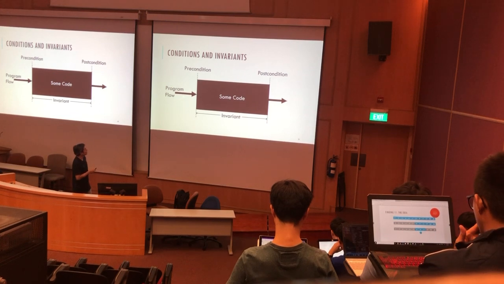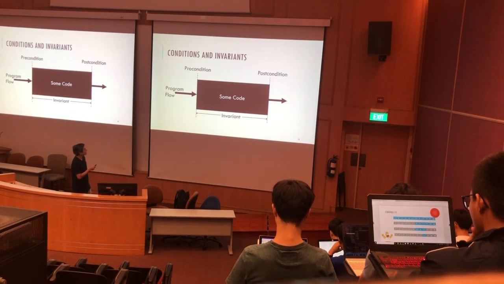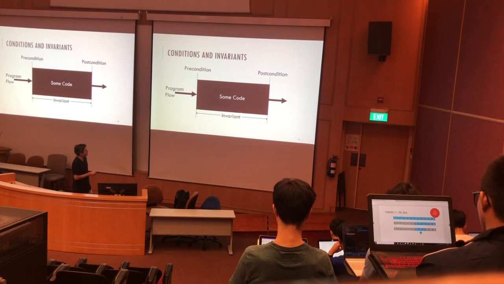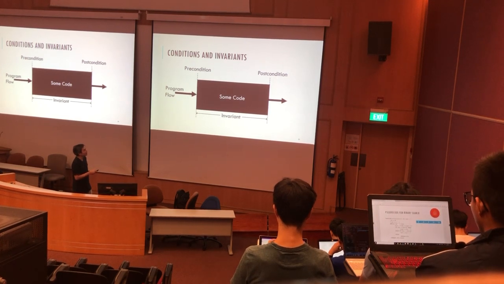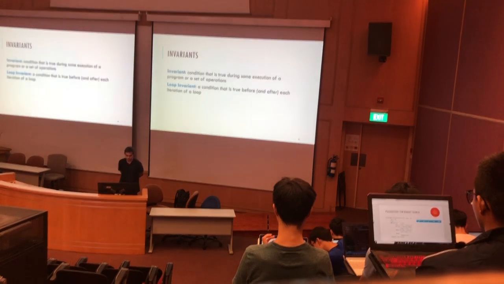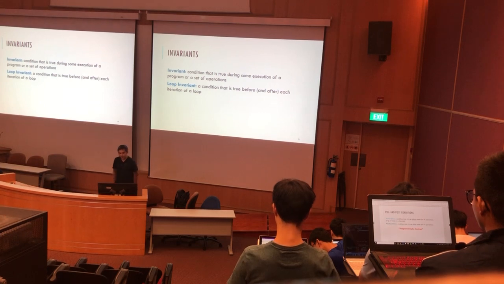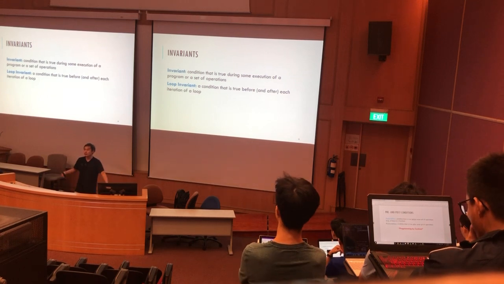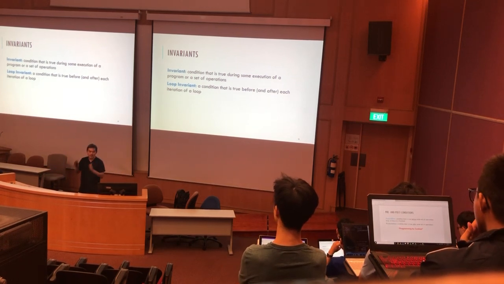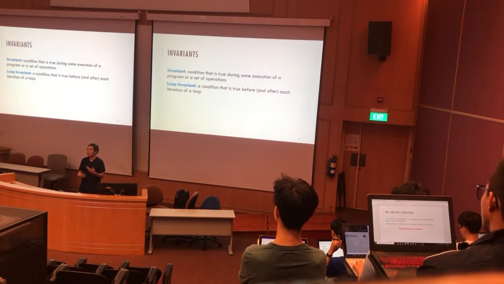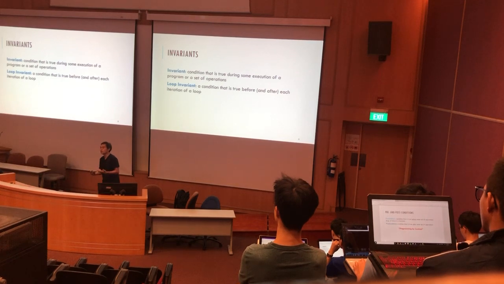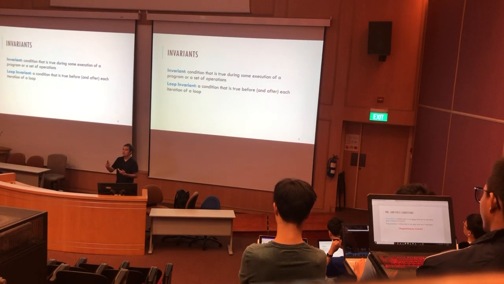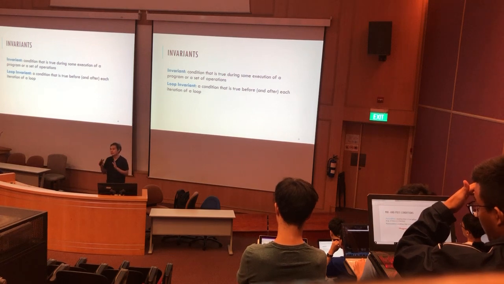This is what it looks like. There's a program flow, and there's a precondition here. As long as the precondition is satisfied, there's some code where there's going to be something called an invariant. We'll talk about that in a second. And then there's some post condition after the code. So what is an invariant? An invariant is just a condition that is true during. We have precondition, which is before, post condition, which is after, and invariant is during: some statement that is true during the execution of the program. There's a special kind of invariant called a loop invariant, a condition that is true at each iteration of the loop, that is, before and after each iteration. That's what you have to check.